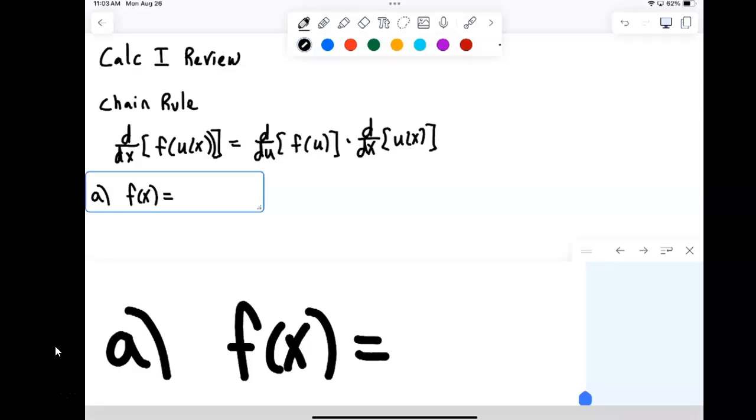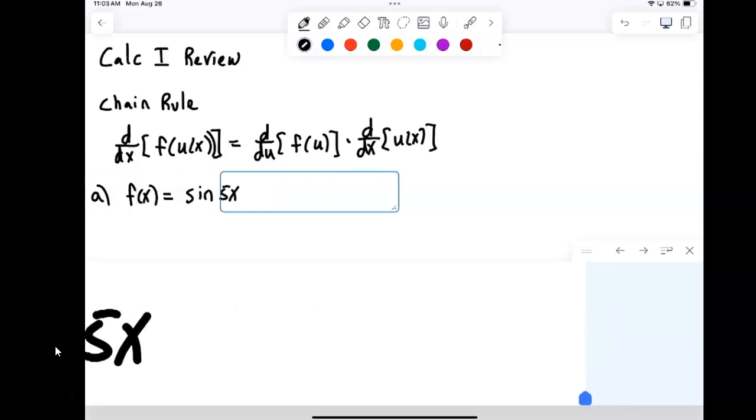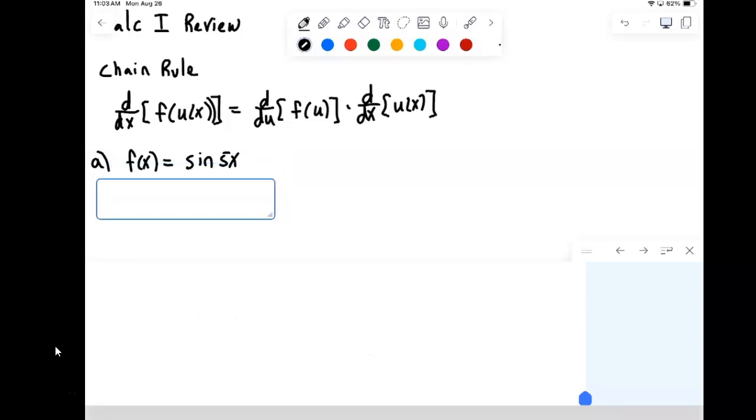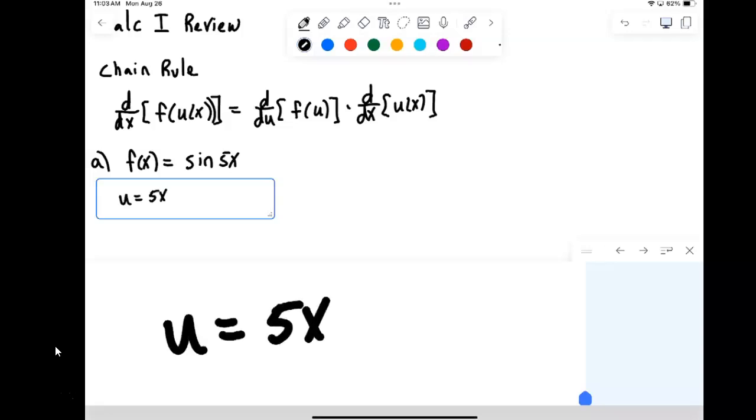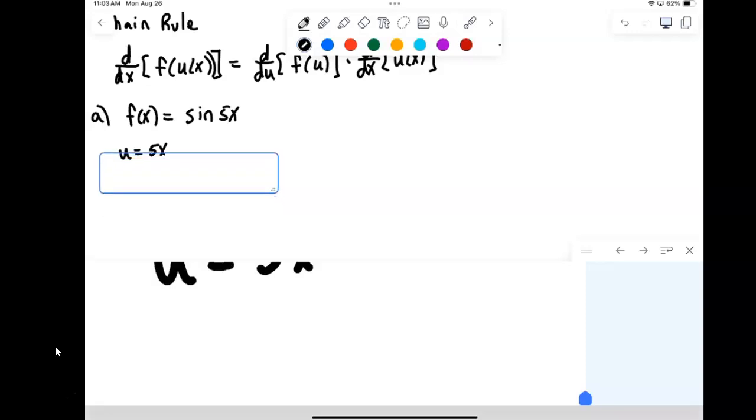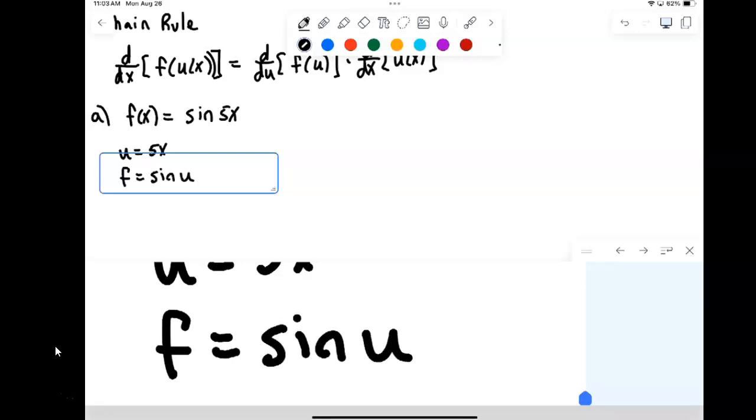equals sine of 5x. So we want to take the derivative of that function. It is a composite function. There's a function 5x inside of the sine function. So we let that be our u function, 5x. And then the outer function would now be sine of u.